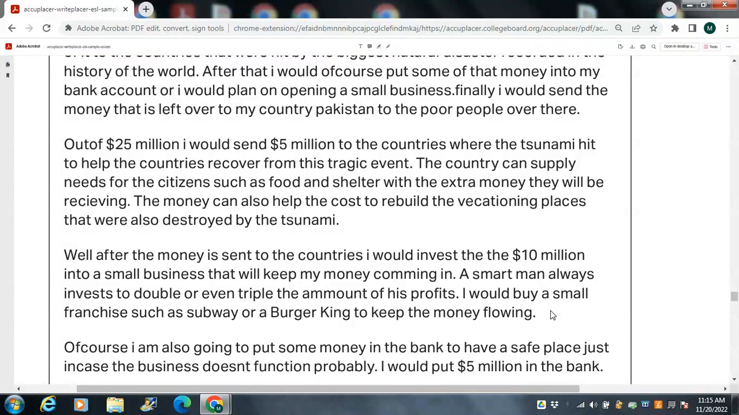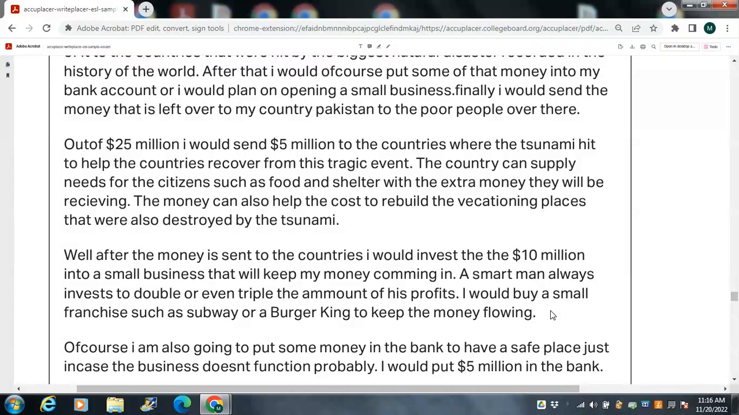Next sentence: "A smart man always invests to double or even triple the amount of his profits." Great little saying there. I think that shows a little bit of personality. And that's a simple sentence that he brought in. So, a simple sentence after a complex sentence. He could have just said "his amount of profits," and that would have been enough. But he said "the amount of his profits," which is again just a little bit wordy. But I do like that the student brought in a simple sentence, which is nice. A little bit of a break for the reader in the sentence fluency.